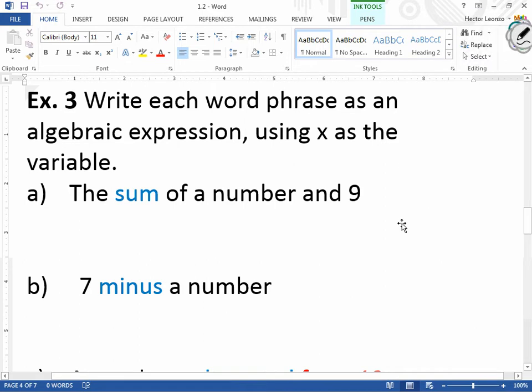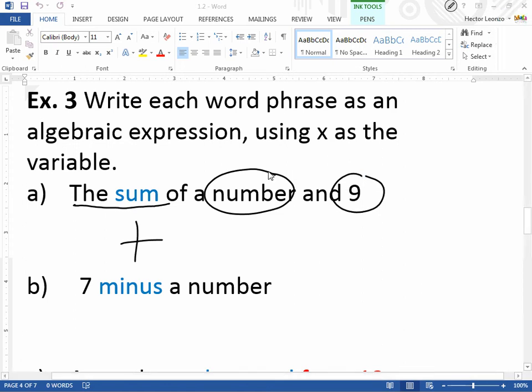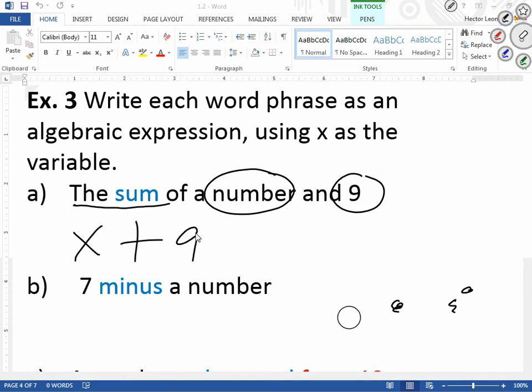But the first thing we have to do is the sum. I know sum means I'm adding, so I'm going to do the sum of a number and 9. So it seems like I'm going to be adding a number and 9. But remember, instead of number, we're going to write x because we said we're going to use x as the variable. Make sure you write them in the order they are appearing. The number, or in this case x, came first, so I'm going to go x plus 9. My second example says 7. I'm just going to write my number 7 minus a number.